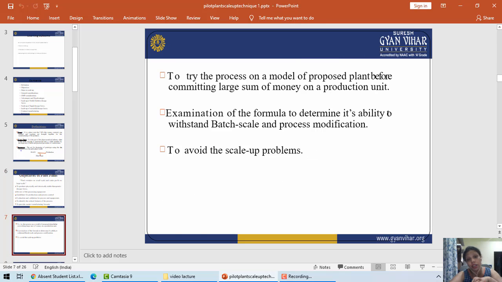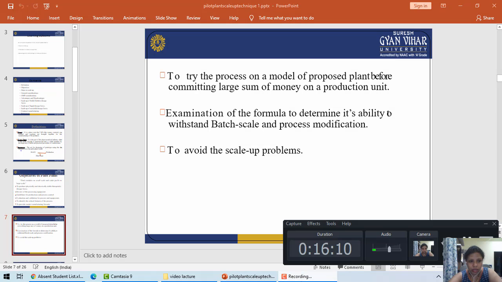Other objectives are to try the process on a model of a proposed plant before committing a large sum of money to a production unit. Similarly, examination of the formula to determine its ability to withstand batch scale and process modification. Formula examination is the thing we have discussed. By using this pilot plant study, we can examine the formula and do process modification for the large scale batches to avoid scale up problems. So to avoid scale up problems we can also use the pilot plant study. So all these things we have discussed.